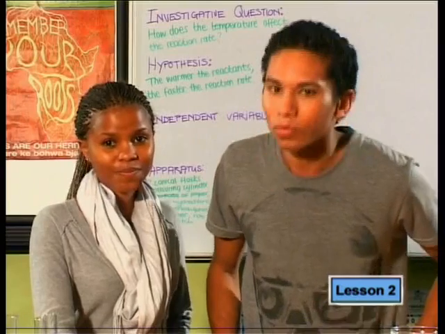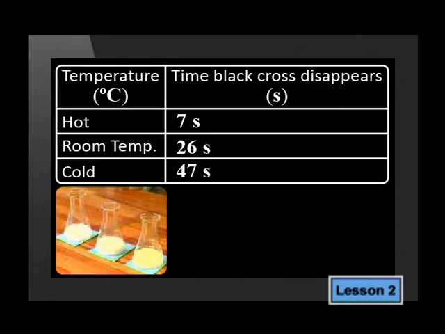Right. What did you notice? That the black cross underneath the hot conical flask disappeared first, then the one at room temperature. And the time proves this as well. Yes, you have quantitative and qualitative results.